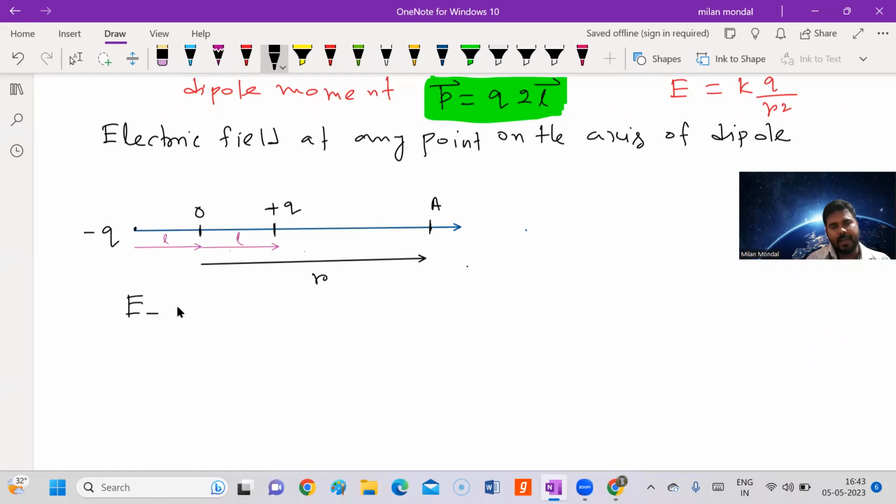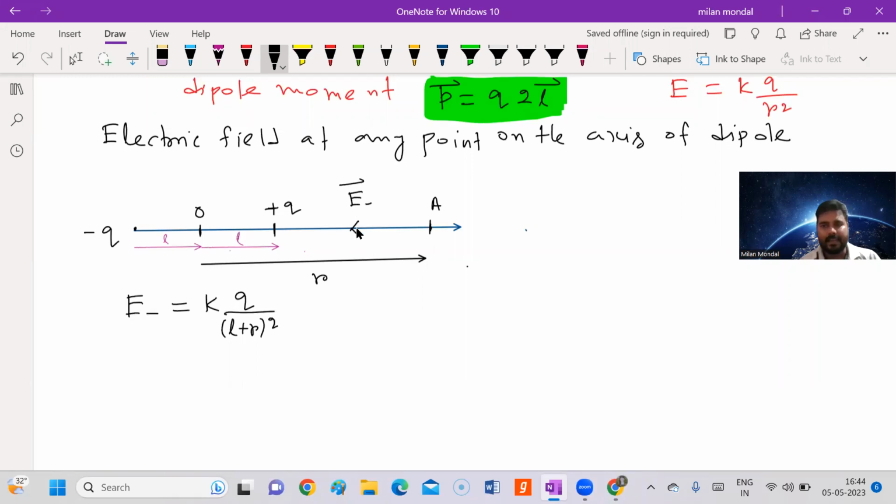So E minus, definitely, is a vector quantity. We are taking the magnitude. We know that is K, charge is Q, divided by the distance, L plus R, squared. That is E minus. And definitely at the point A, due to minus Q, the direction of the electric field will be towards the charge. So we can take this as the direction of E minus.